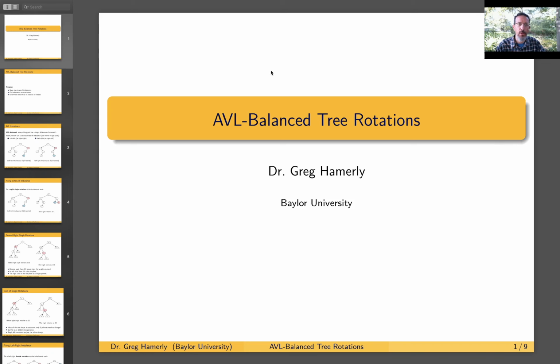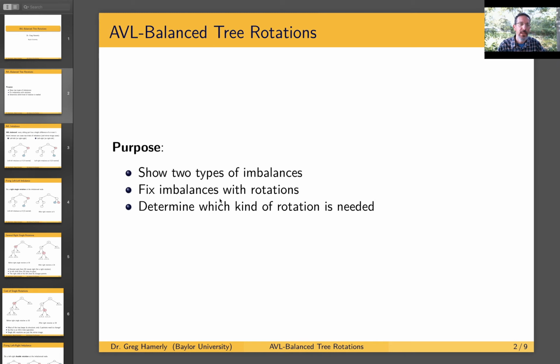Welcome to this lecture where we're going to talk about tree rotations for AVL balancing. In this lecture, we'll talk about the two different types of imbalances that can occur in AVL trees, and we'll talk about fixing those imbalances with what are called rotations, and then we'll also talk about how to determine which kind of rotation is needed.